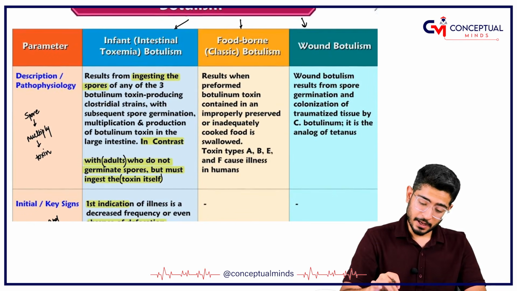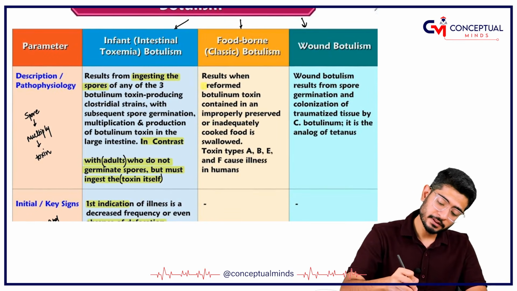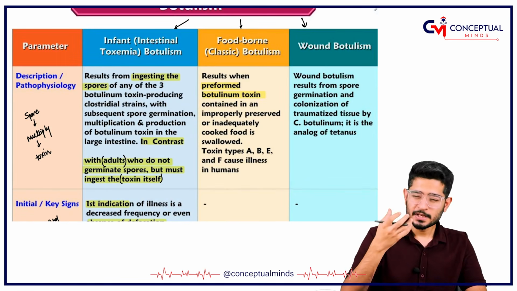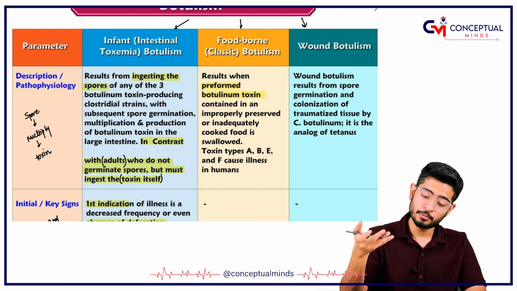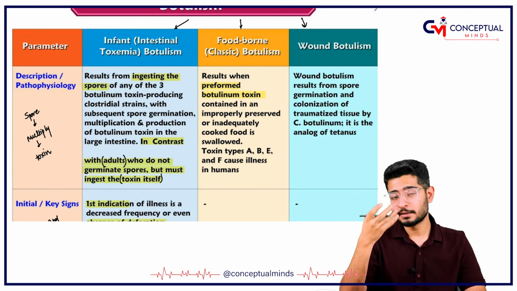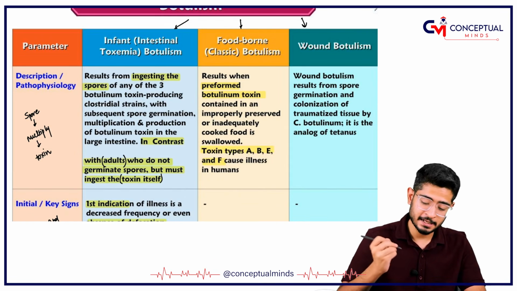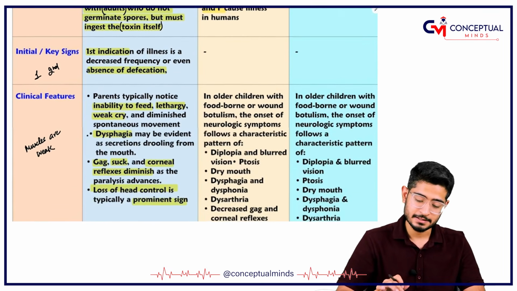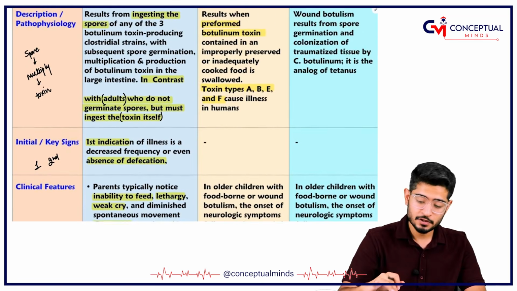After that you have foodborne botulism. Foodborne botulism is when the preformed botulinum toxin is contained in some containers. It means that in the food the toxins have already been produced, like toxin type A, B and E, F. A, B and E, F are responsible for causing this.